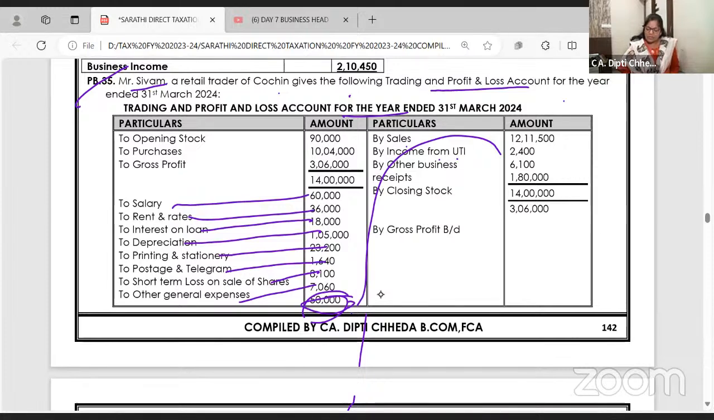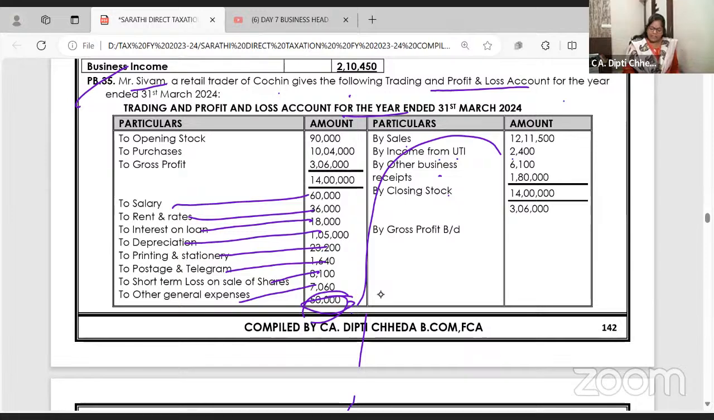Now net profit includes income from UTI, which is taxable, and income from other sources. Other business income, we will take. Closing stock, we'll take it, no problem. Right? So this is how we will go for this. Next.